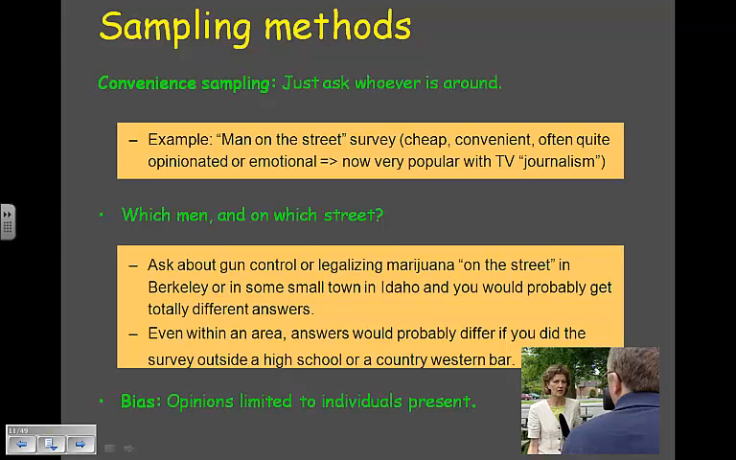It's because you'd ask yourself, which men on which street? If we were to ask about gun control or legalizing marijuana on the street in Berkeley, California, or in some small town in Idaho, we'd probably get totally different answers. And even within an area, answers would probably differ. If you did the survey outside of a high school versus outside of a country western bar, you would get different opinions, different places. So convenience sampling, it's easy, it's cheap, it's not great. It's not a great way to do things.